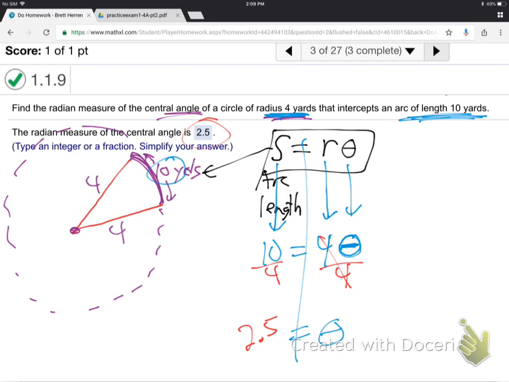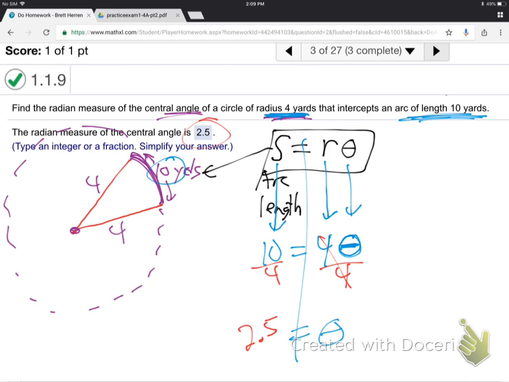That's the angle. Now, when I say 2.5, that doesn't really look like an angle, does it? You may look at that and go, what is that? That's an amount of opening. That's an amount of opening between two straight lines. That's an angle. 2.5, what is that? Is that 2.5 degrees or radians? Radians. It's radians.